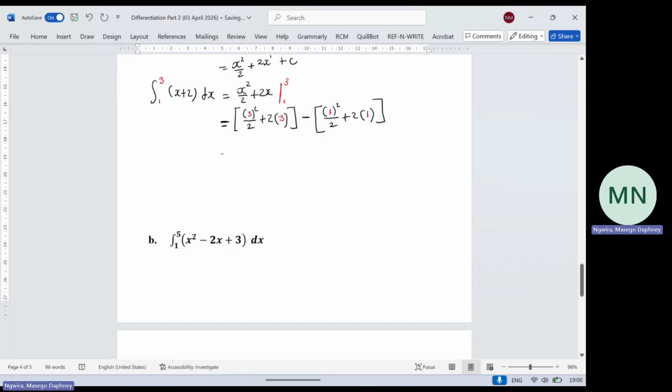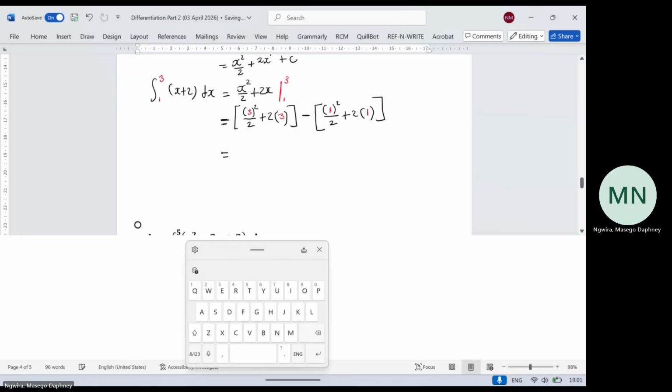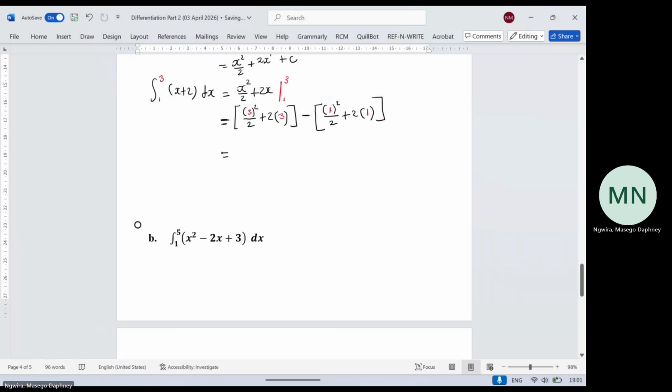So when we do this and use our calculator, I'm going to have 3 squared over 2, then plus 2, sorry. So here the answer will be 21. This is 21 over 2.